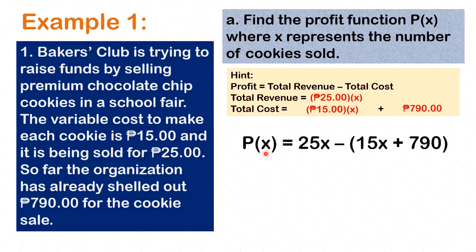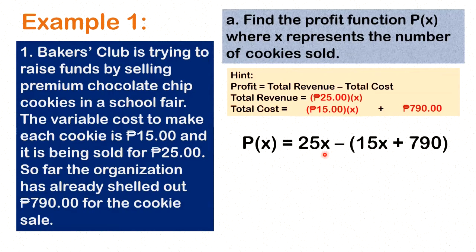Tingnan nyo to. Okay? So the profit function is equal to, what is 25x? This is the total revenue. Minus, itong 15x plus 790, ito naman ang total cost. Okay? Notice that, tinanggal ko muna yung peso sign. Okay? That is totally fine. Okay? Usually, yung peso sign nilalagay na lang sa final answer.